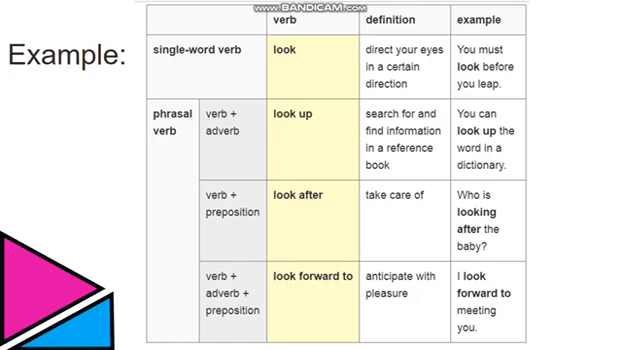Thus, verb plus adverb: look up. Look up means to search for or find information in a reference book. Example: you can look up the word in a dictionary. Next one, verb plus preposition: look after, which means to take care of somebody. Example: who is looking after the baby? Third one, verb plus adverb plus preposition: the phrasal verb look forward to, which means to anticipate with pleasure. Let's look at the example: I look forward to meeting you. I guess everything in here is clear.